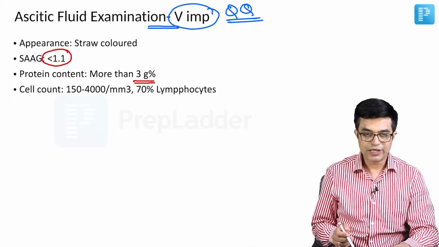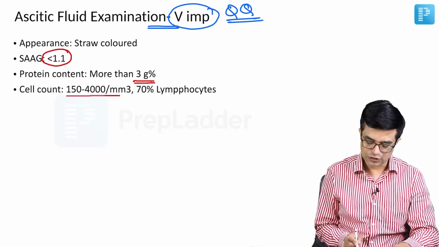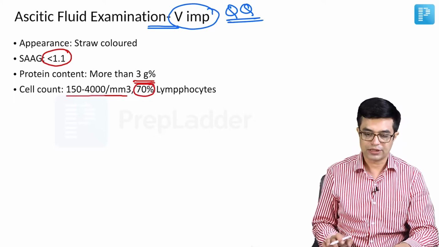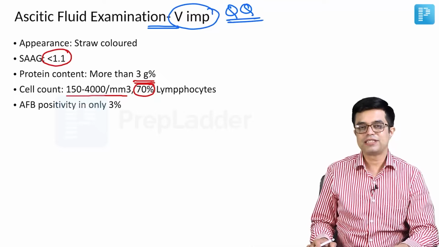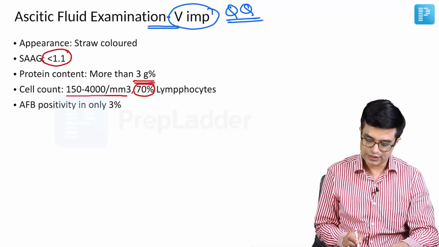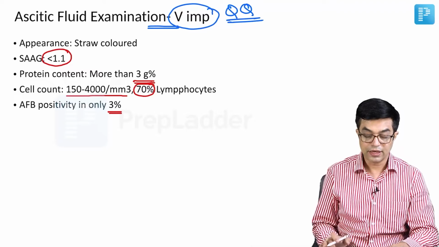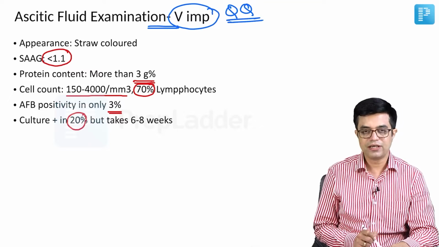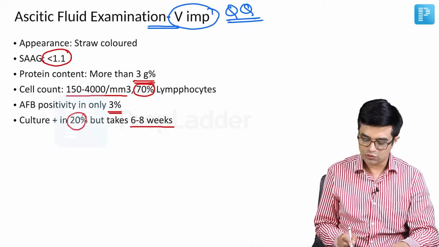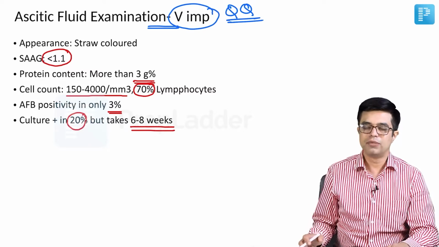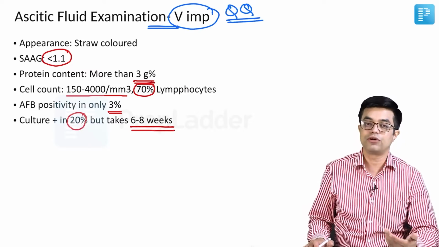The cell count is variable. It varies between 150 to 4000 cells per millimeter cube, and 70% of them are lymphocytes. Acid-fast bacilli are not that frequently present. The positivity, if you do a smear, is seen in only 3% cases. However, culture will be positive in approximately 20%, but culture will take about 6 to 8 weeks.